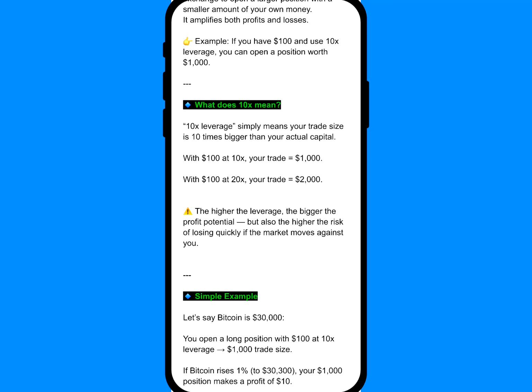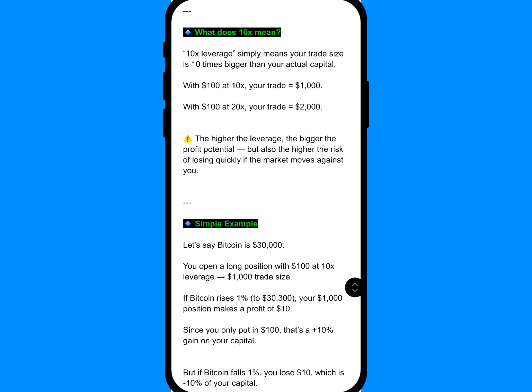Then what does 10x mean? A 10x leverage simply means your trade size is 10 times bigger than your capital. With $100 at 10x, your trade is equal to $1,000. With $100 at 20x, your trade is equal to $2,000. So the higher the leverage, the bigger the profit potential, but also the higher the risk of losing quickly if the market moves against you.